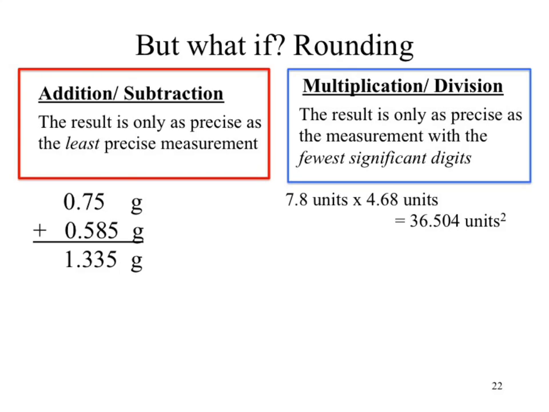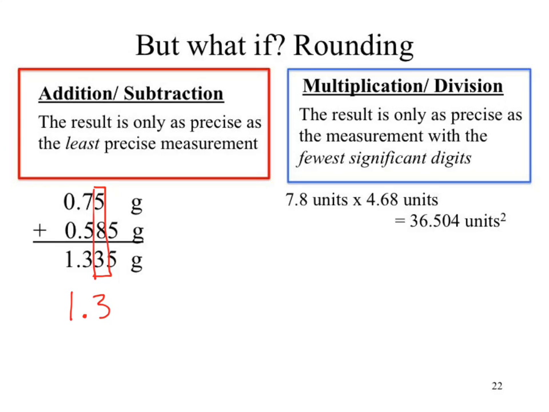Okay. What happens when we round? So we've got some new problems here. We take 0.75 plus 0.585. We get the number 1.335. What answer should we report for our addition and subtraction? Okay. We would go to our hundredths position, and we would have 1.3, and now we've got an interesting dilemma that some of you started to ask about.